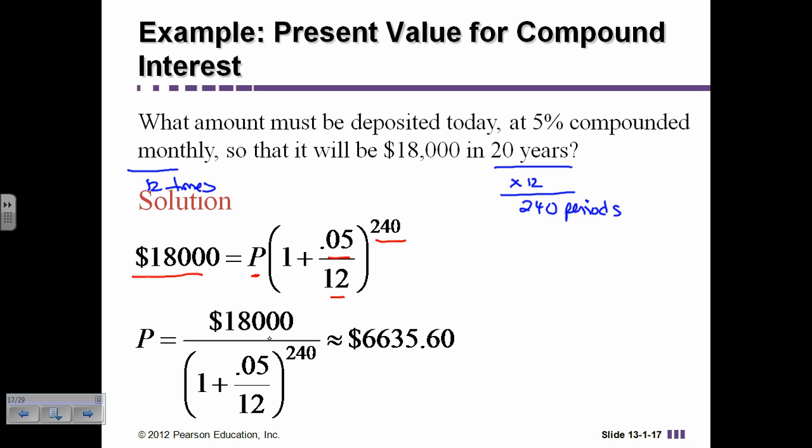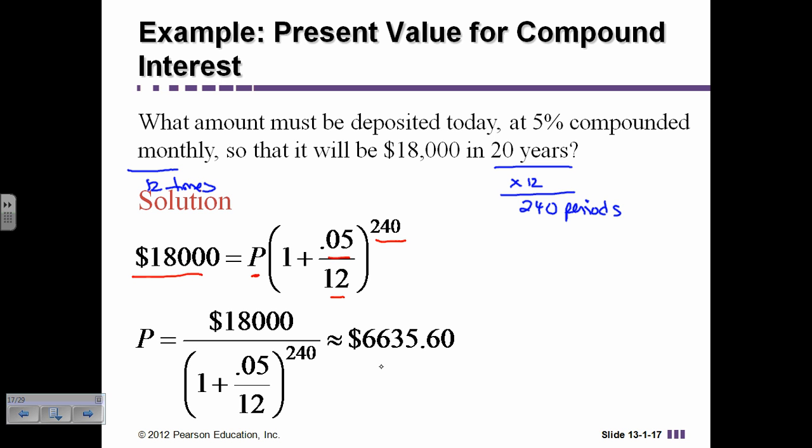So I'm going to put all of this in my calculator, and when I do that, I probably end up with a very, very small decimal. Sometimes when you're putting it in, you may have to write out quite a few of the decimal values that you end up with so that you can get a pretty accurate answer. And we end up with the principal being $6,635.60.